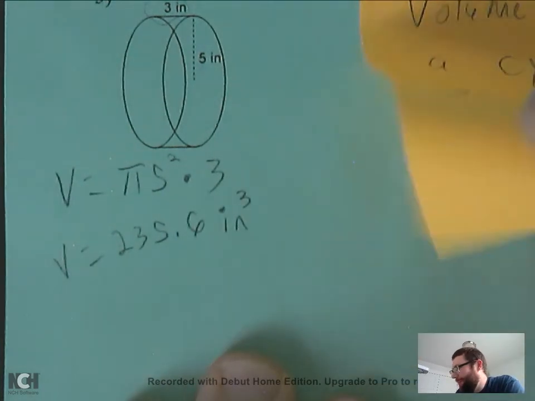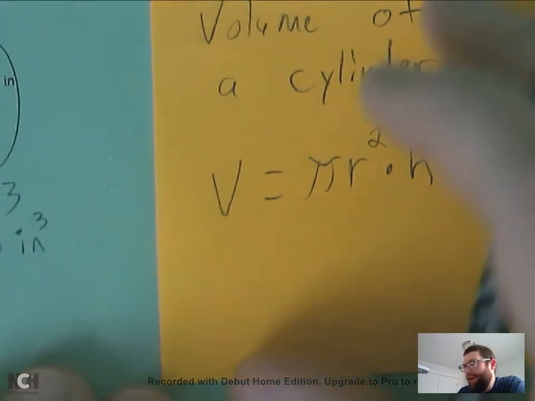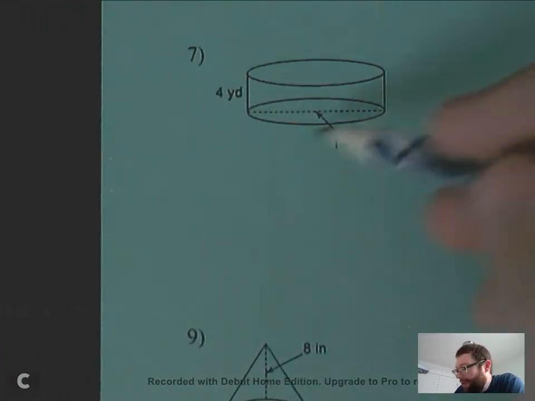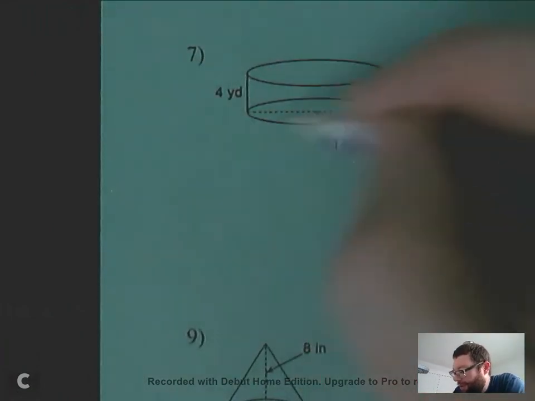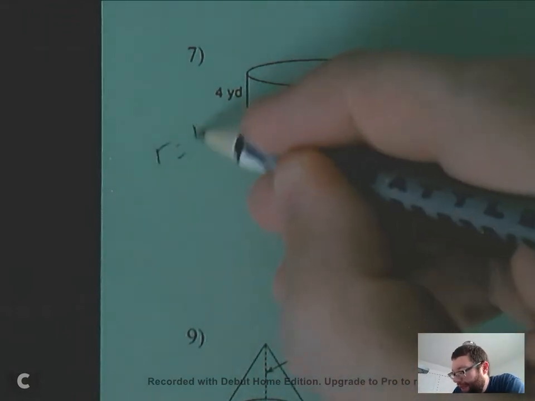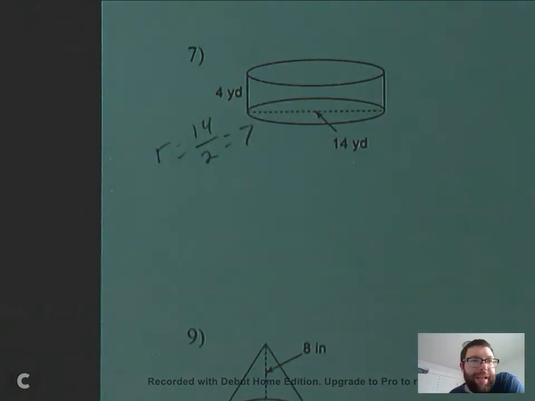Okay, anyway. So, again, the formula is just volume equals pi r squared times height. So, area of a circle times height. And if it gives you the diameter, like right here, you have to convert it to a radius first. So, this is a diameter, right? So, radius is going to equal half of that. So, 14 divided by 2 is 7. That's going to be my radius.